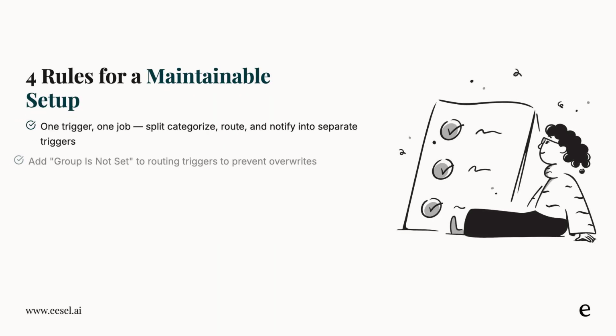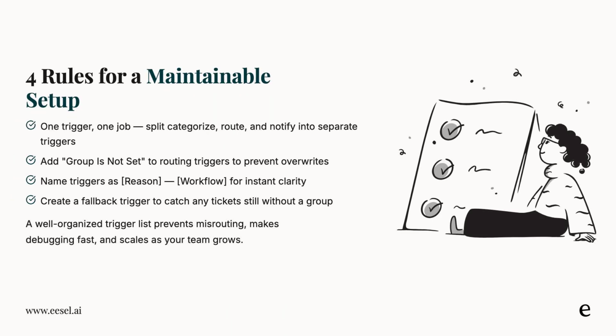4 rules that keep your setup maintainable. 1 trigger does 1 job. Split categorize, route, and notify into separate triggers. Prevent overwriting by including group is not set in routing triggers. Use meaningful names in the format reason-workflow. Create a fallback trigger that catches any tickets still without a group and routes them to a default queue.